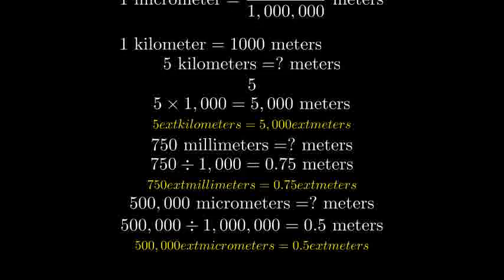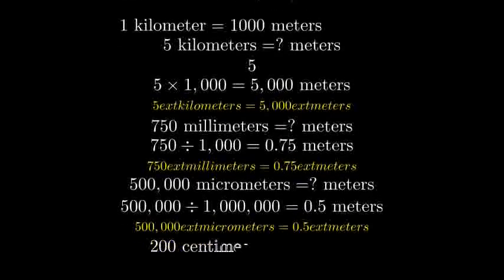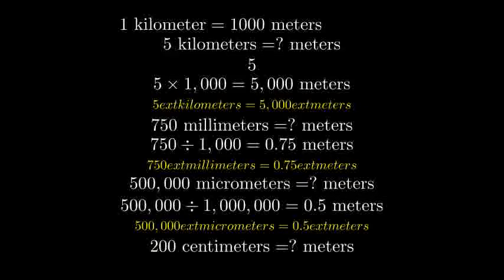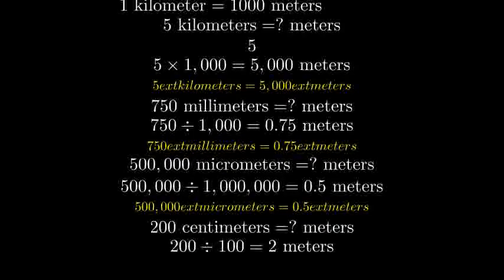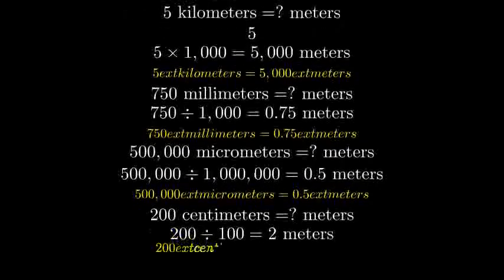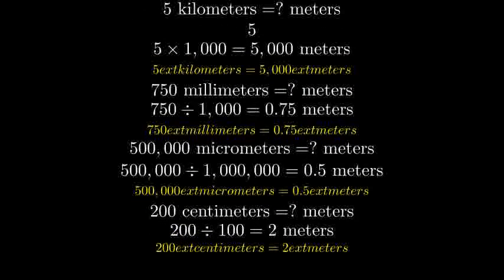Now let's look at converting centimeters to meters. If we have 200 centimeters, our goal is to convert that into meters. Since we know that 1 meter is equal to 100 centimeters, we divide 200 by 100. 200 divided by 100 is 2. Therefore, 200 centimeters is 2 meters.